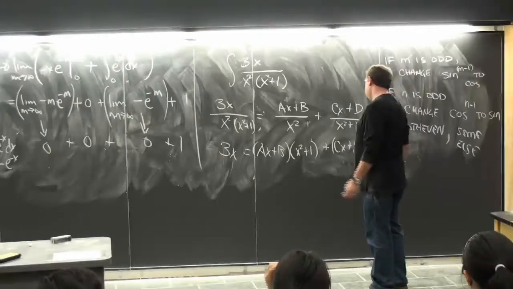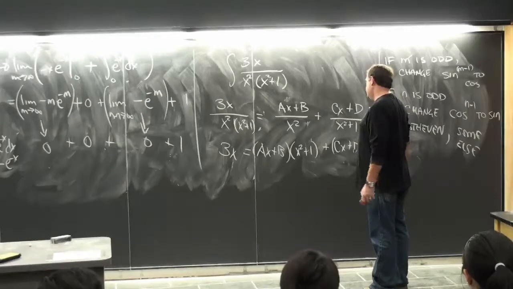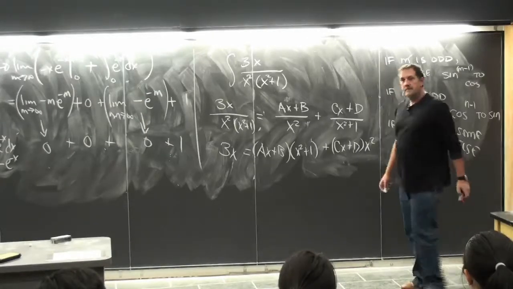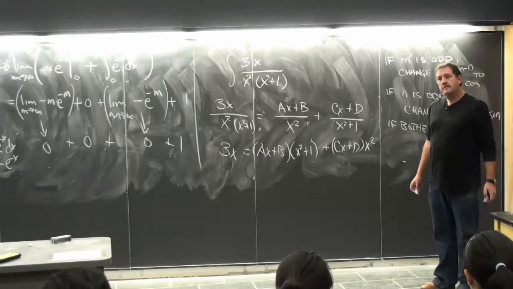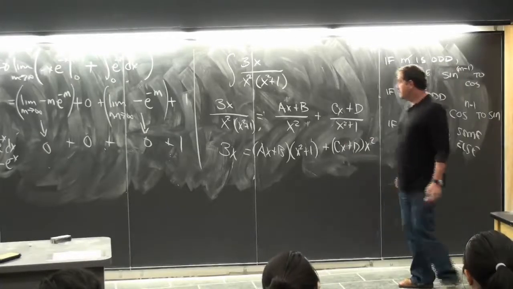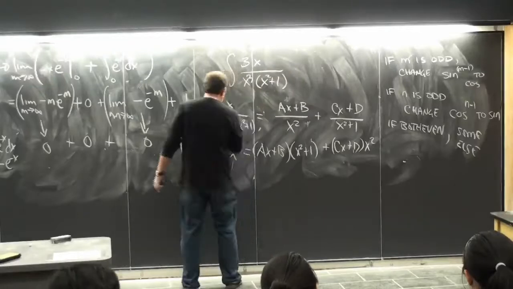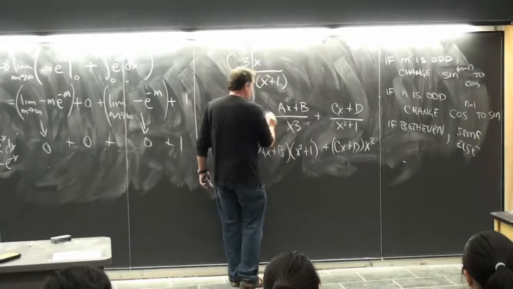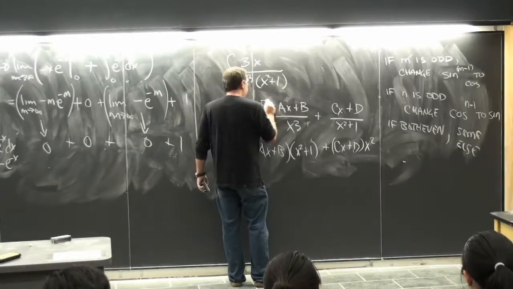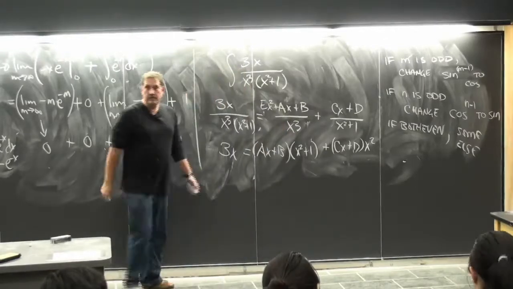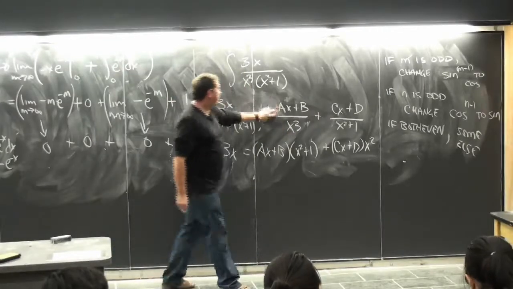So I guess I want to. Wait, so let's say the denominator had maybe x to the third, then on the top you'd just put ax to the third. I need another letter. You have that. Okay. But let's not.